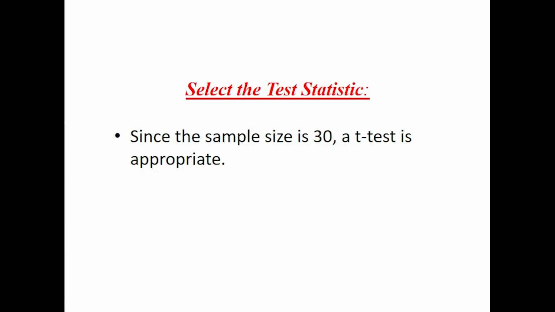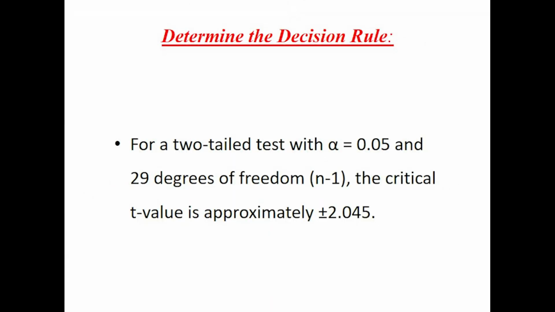Now, the sample size is 30. Anything more than 30 is a z-test. Let's apply a t-test. Anything from 1 to 29 is a t-test. So we do a two-tailed test. We said it is the not equal to symbol.